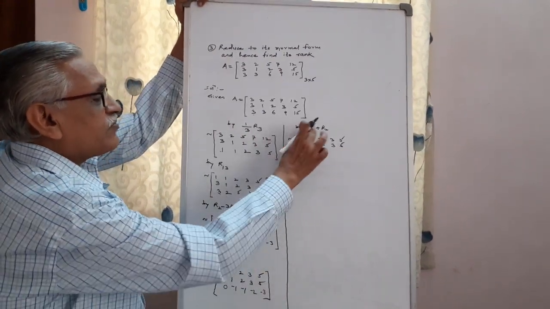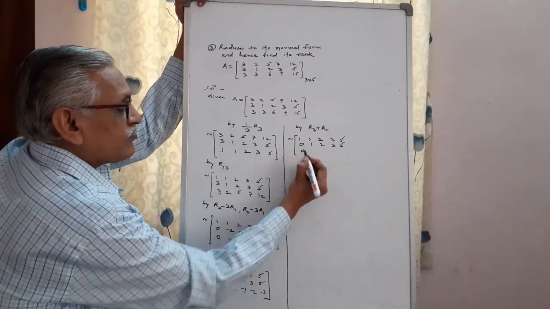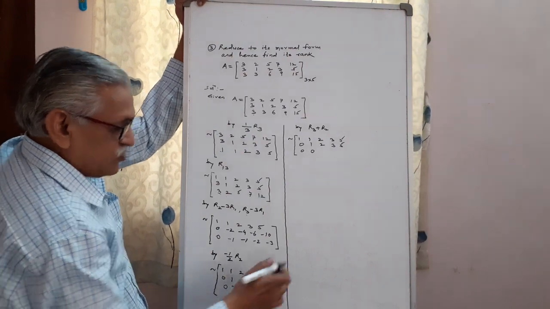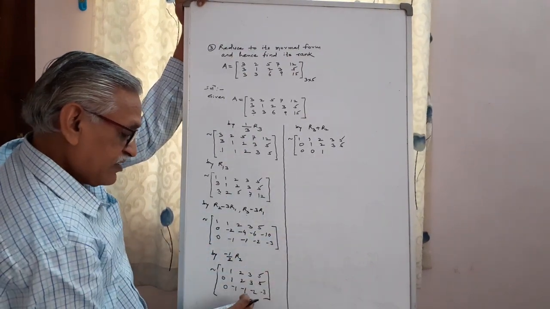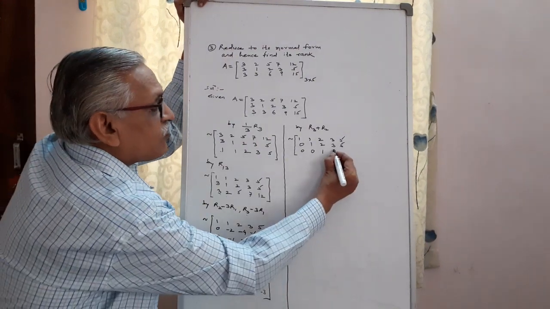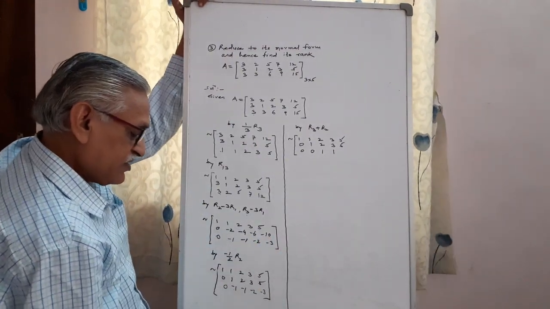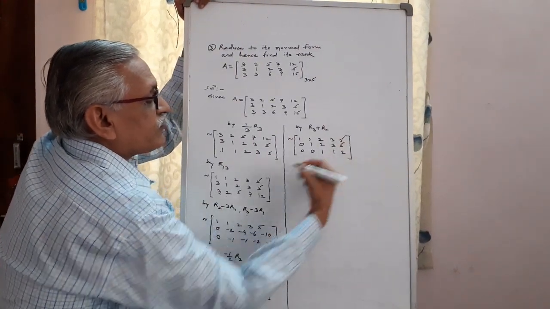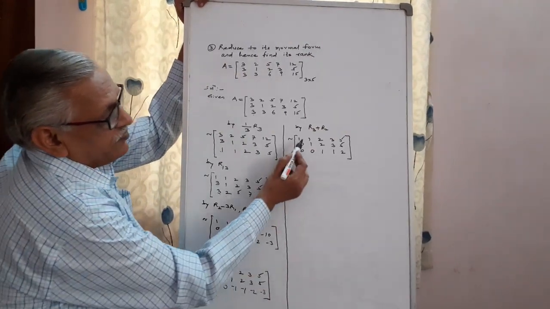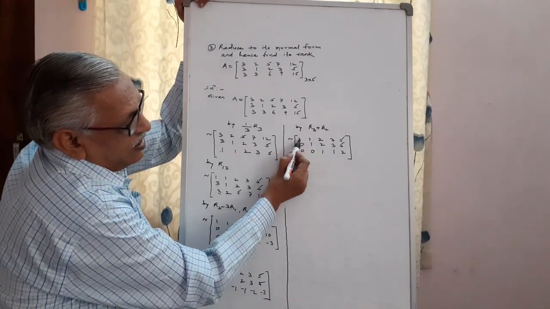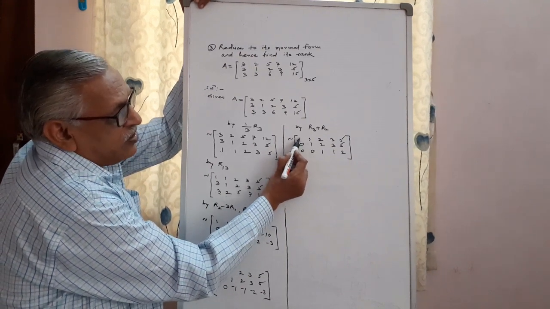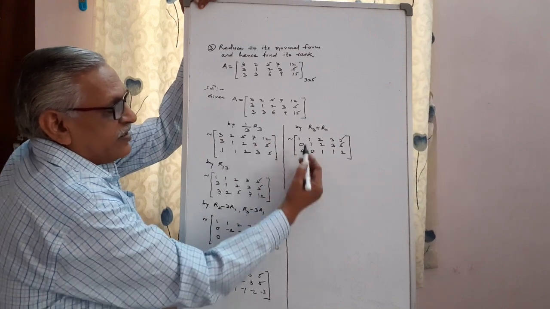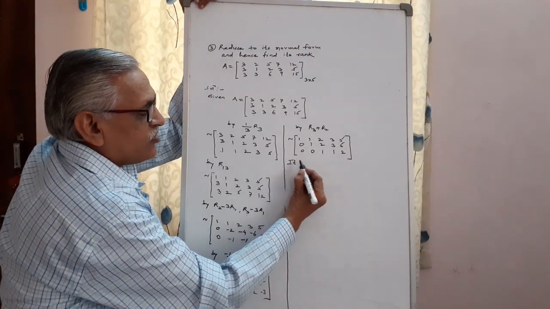then applying this R3 plus R2: 0 plus 0 is 0, minus 1 plus 1 is 0, minus 1 plus 2 is 1, minus 2 plus 3 is 1, and minus 3 plus 5 is 2. Okay. In the process, I have converted all these diagonal elements to 1 each and the lower elements to 0. That's why this form is the canonical form.